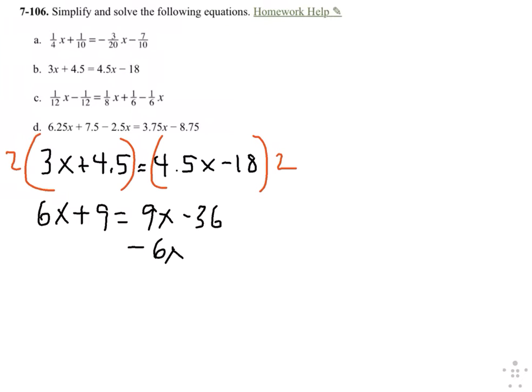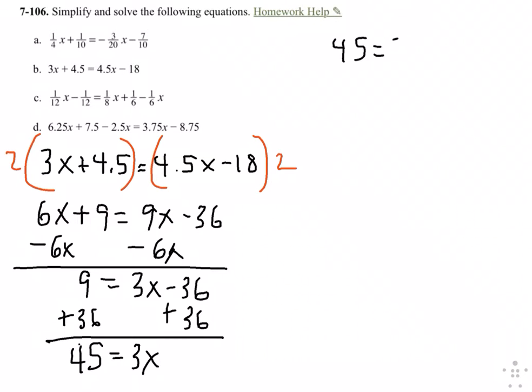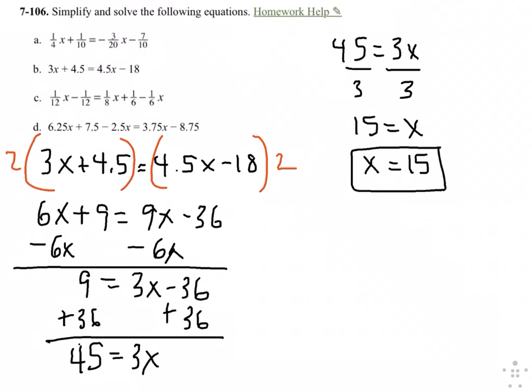We subtract 6x from both sides, and we get 9 equals 3x minus 36. We add 36 to both sides, and we get 45 equals 3x. Divide both sides by 3, and we get 15 equals x, and we write it as x equals 15. Again, if it were a test, we would substitute in.